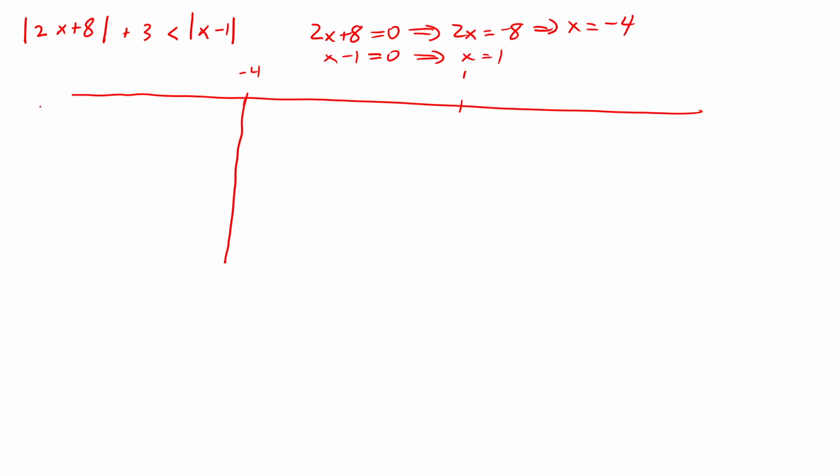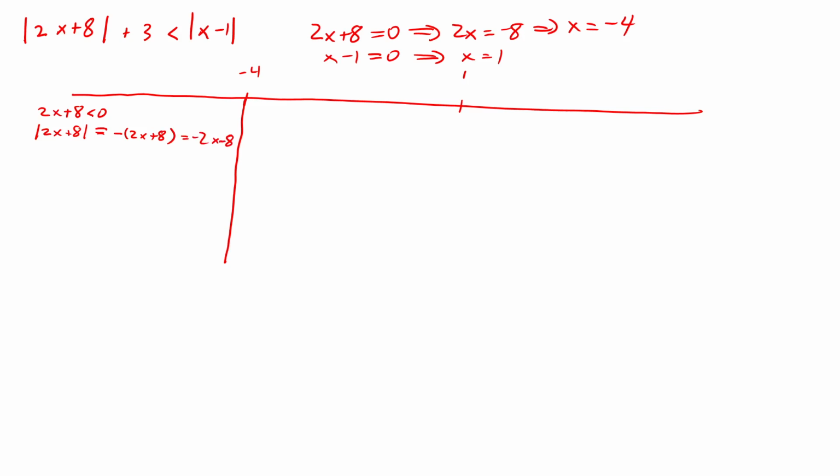Now, to the left of -4, 2x plus 8 is always going to be less than 0. If you want to test a number, you can test the number x equals -5, and you'll see 2x plus 8 is less than 0. So what that means is that the absolute value of 2x plus 8 will equal negative (2x plus 8), which is equal to -2x minus 8.